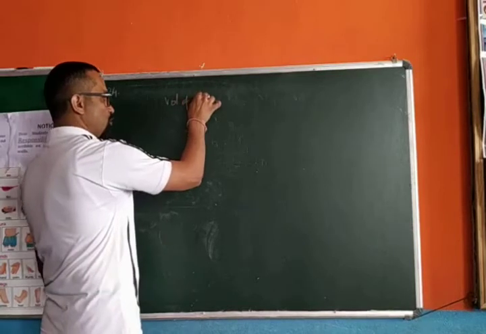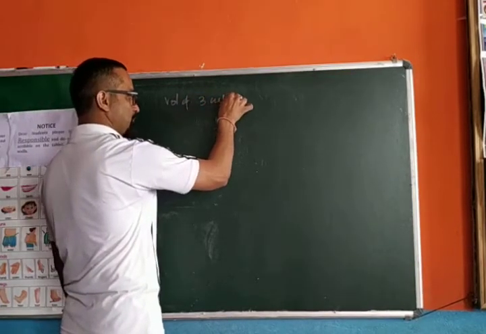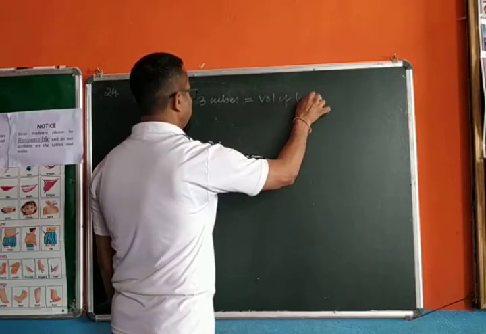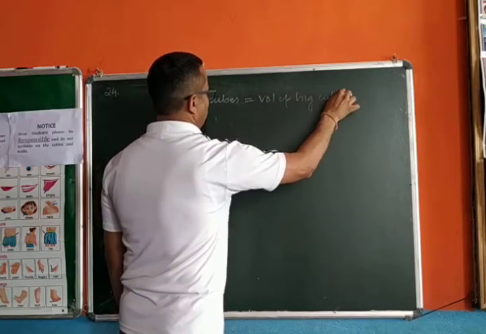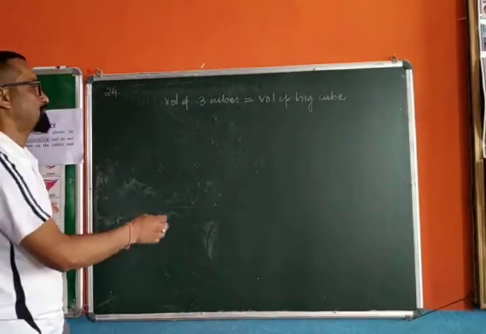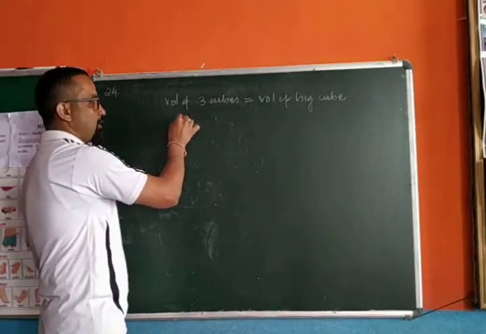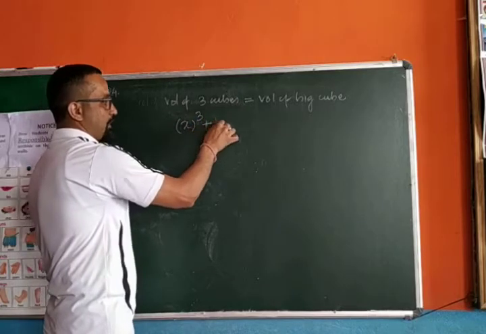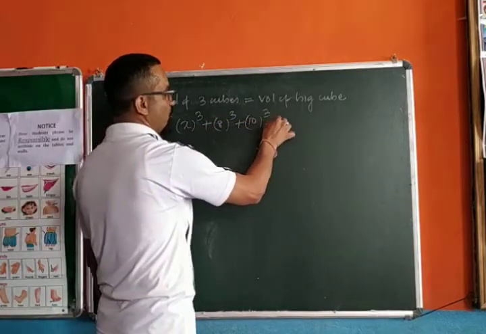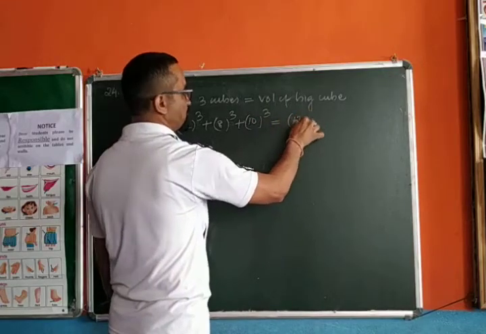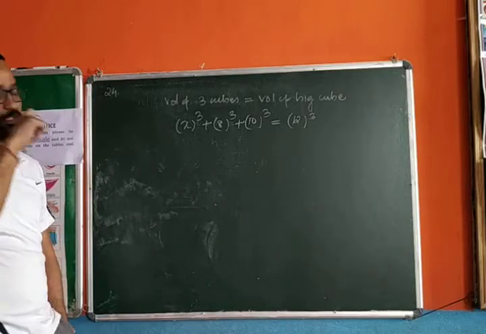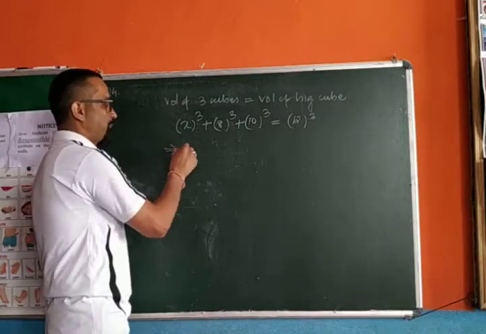Volume of 3 cubes is equal to volume of the big cube, because the small 3 ones are melting into the big one. Volume of the first one is x cube, second one is 8 cube, third one is 10 cube, equal to 12 cube. This equation you have to simplify to calculate x.